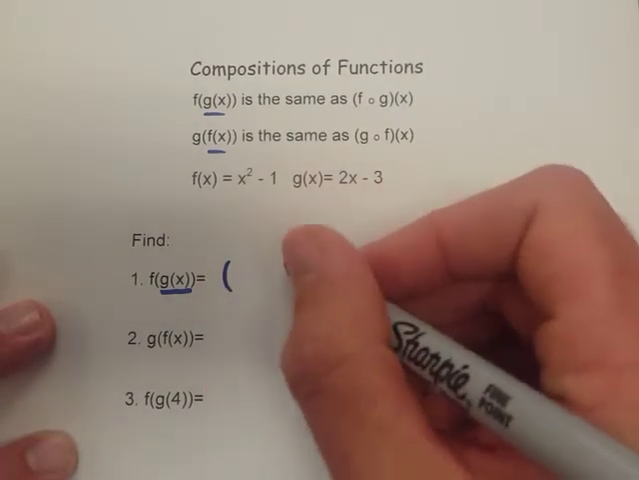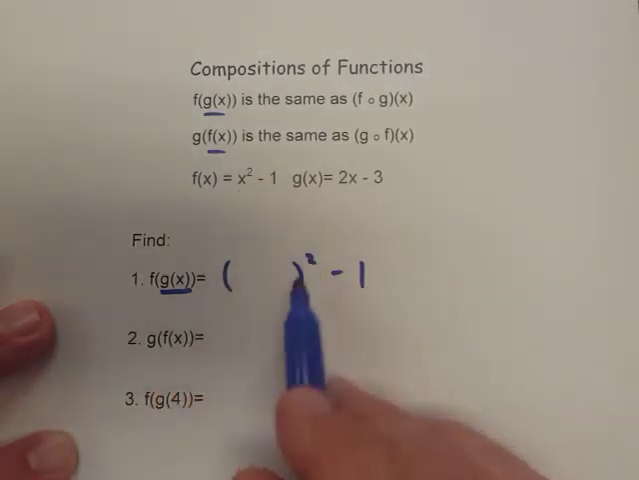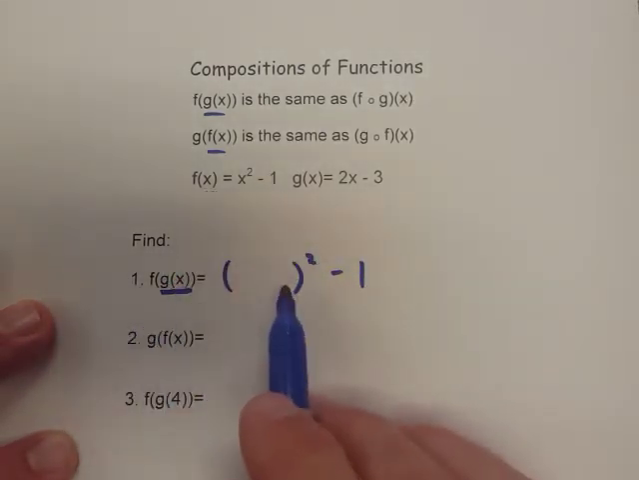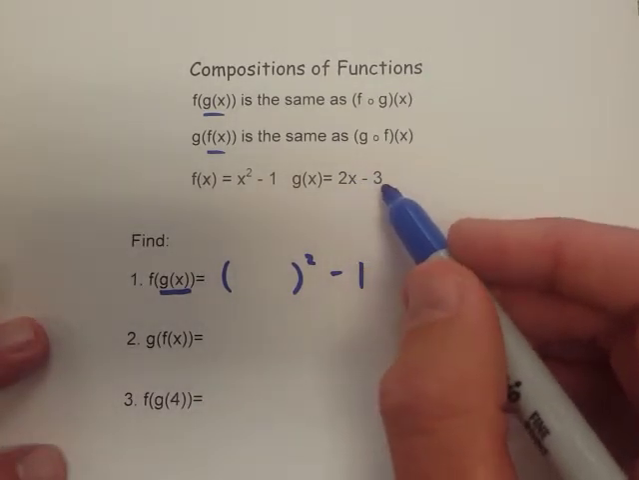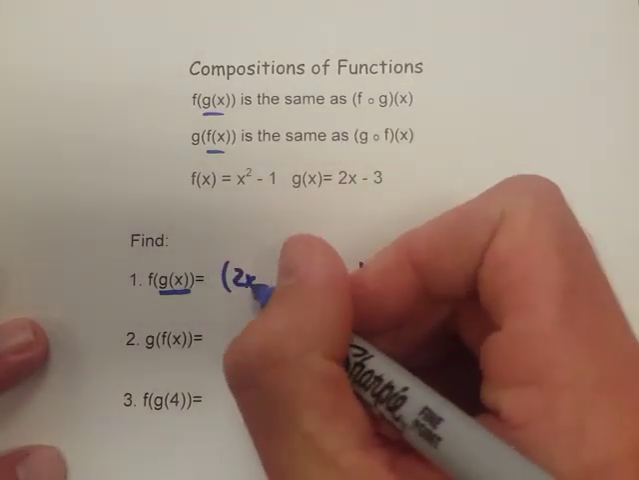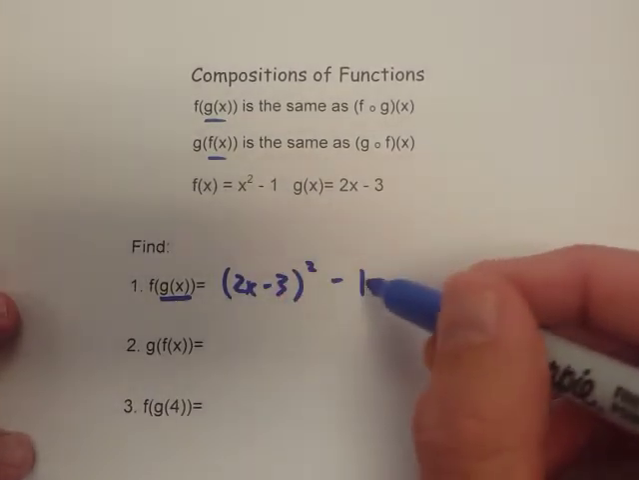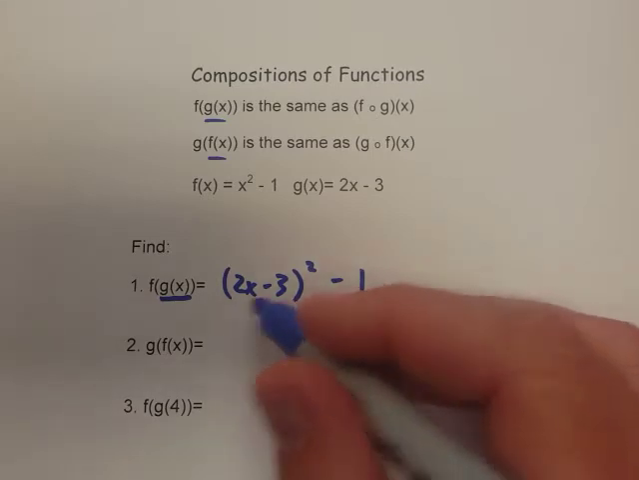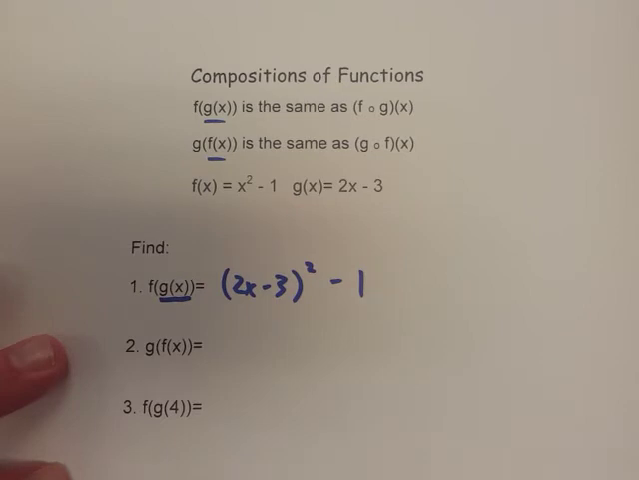And so I'm going to do empty space squared minus 1, and that just represents x squared minus 1 from f of x. Now inside here I'm filling that in with g of x, which in this case is 2x minus 3. And so now this is my new function. If it asks us to simplify, then you'd probably have to FOIL this out and everything. But I'm okay if we just leave it like this for now. This actually is a little bit more clear about what we're trying to do.